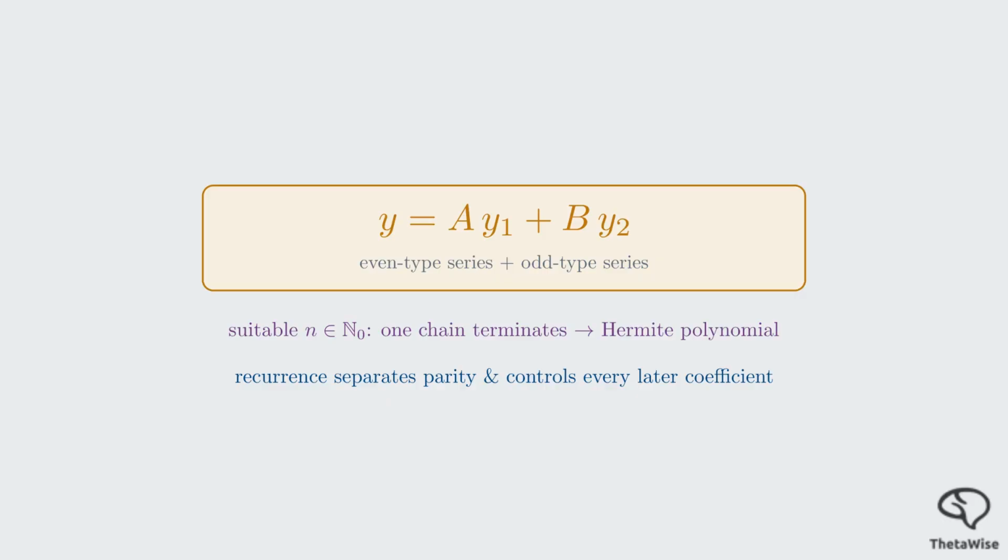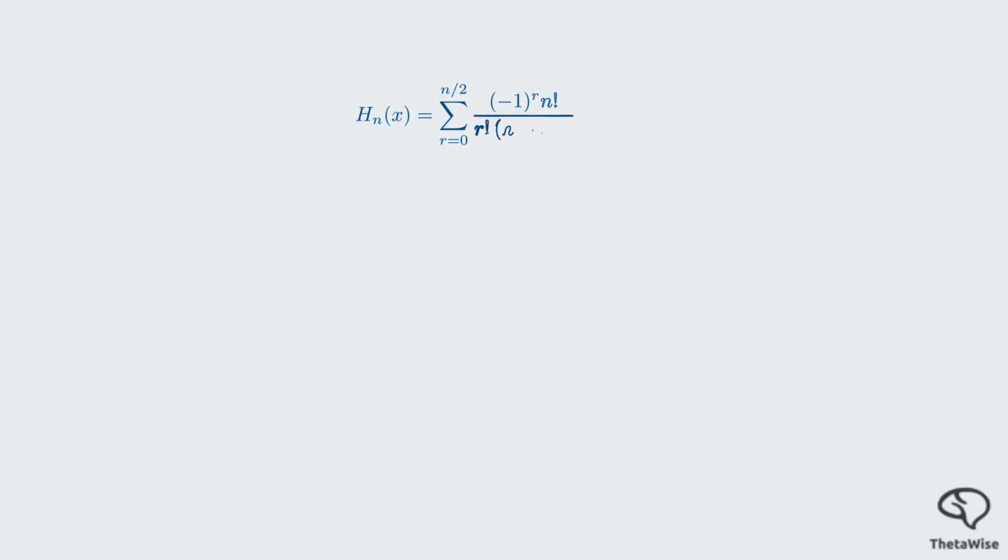It separates parity and controls every later coefficient. For even n, the Hermite series terminates and the notes write the polynomial as H_n(x) equal to the sum from r equals 0 to n over 2 of (-1)^r times n factorial divided by r factorial times (n minus 2r) factorial, multiplied by (2x)^(n-2r). Rodrigues' formula is H_n(x) equals (-1)^n times e^(x squared) times the nth derivative of e^(-x squared).